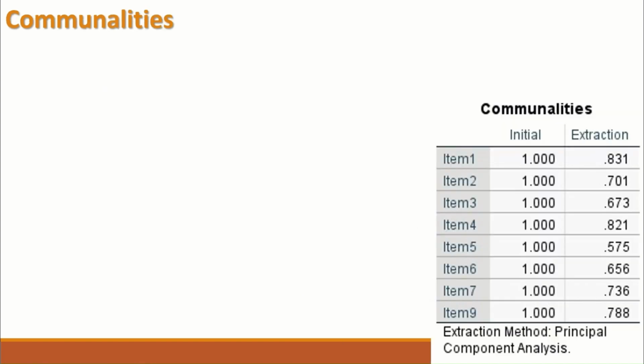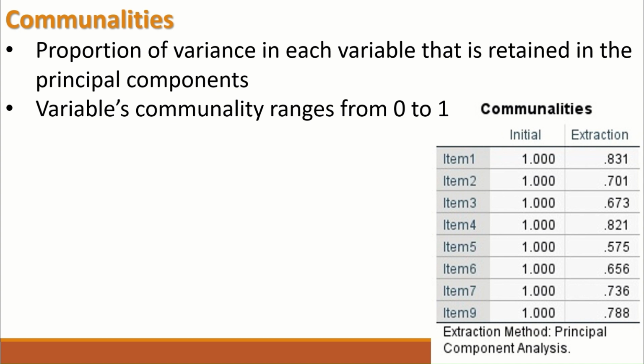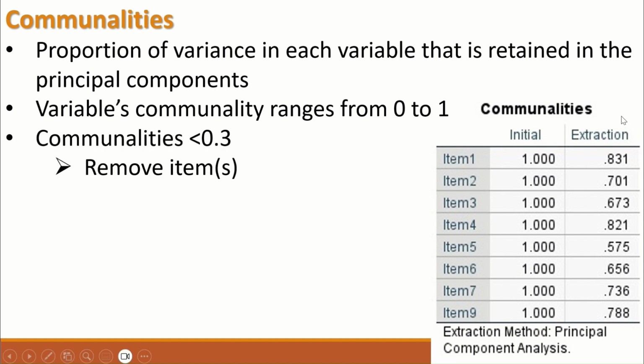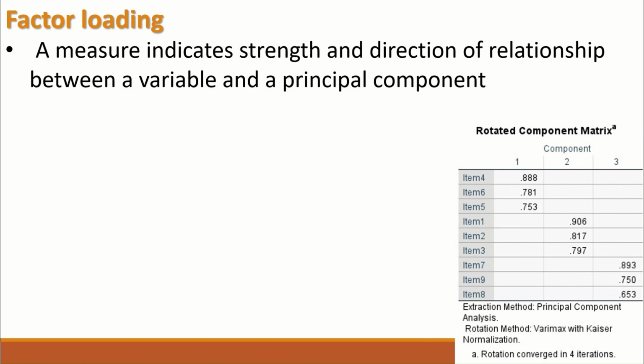The next slide describes a terminology called communalities, which is a table generated from the PCA analysis. Communality is the proportion of variance in each variable that is retained in the principal components. So the value for the communality ranges from 0 to 1, as shown here in the table. The first item has a communality value of 0.8, the second 0.7, and so on. The next slide describes factor loading.